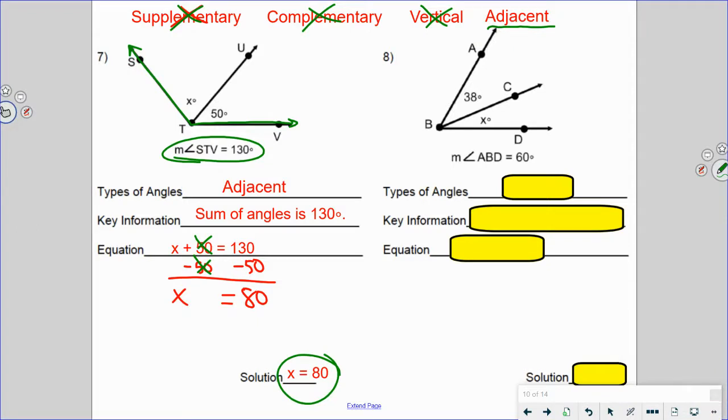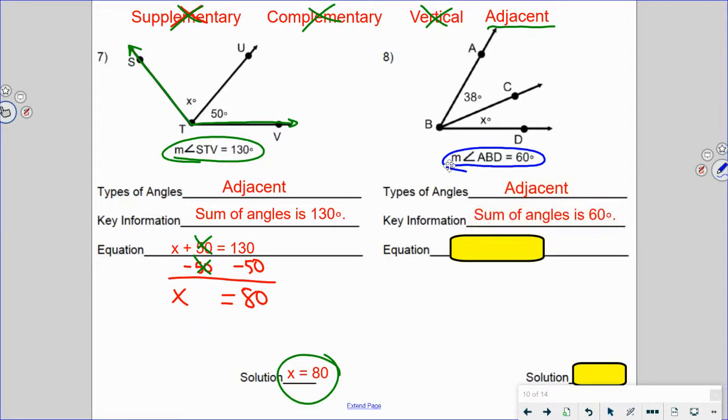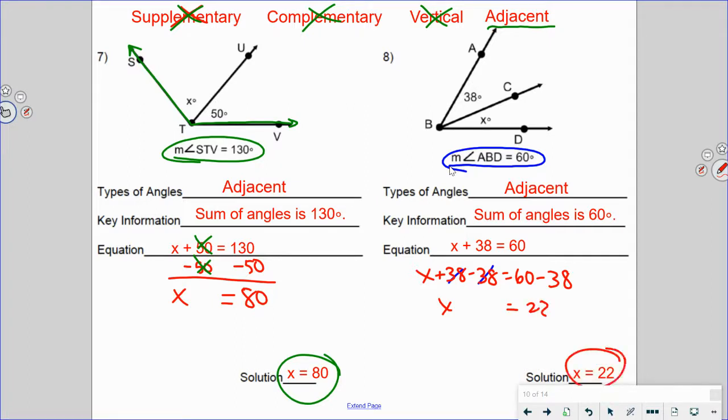Onward we go, 2 more adjacent angles. In this case, the key information, if they're right next to each other and they have a total of 60, then we're going to add them up. So x plus 38 is equal to 60. Let's go ahead and get rid of that plus 38 by subtracting 38 from 60, actually from both sides. In this case, that would leave x equals 22. We slow down a little bit. But again, you can always substitute in the number, add them up, and make sure that it works.